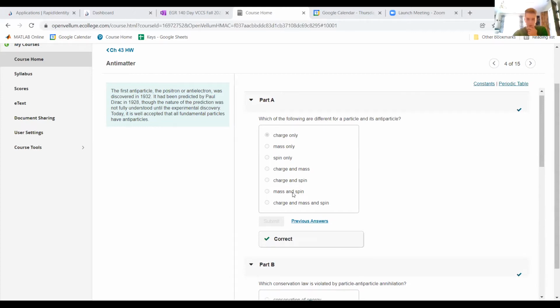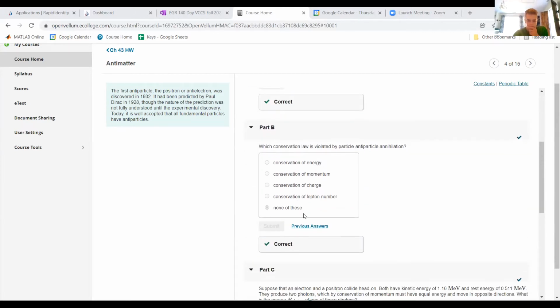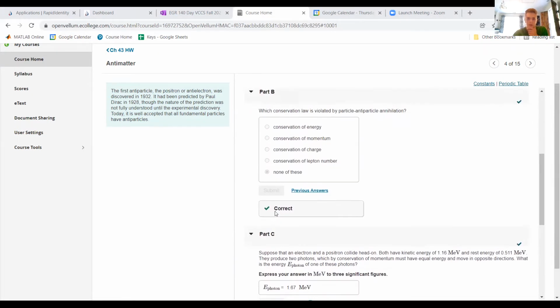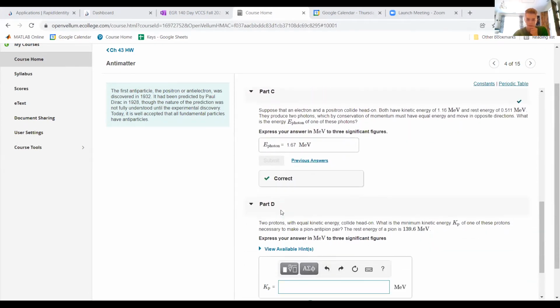What's part B say? Which conservation law is violated by particle-antiparticle annihilation? Yes, there shouldn't be any, assuming it's a particle with its antiparticle. I mean, just any random antiparticle is not necessarily going to conserve. So suppose an electron and a positron collide head on. Both have kinetic energy of 1.16 MeV and rest energy of 0.511 MeV. They produce two photons, which by conservation of momentum must have equal energy and move in opposite directions. What is the energy of the photon?